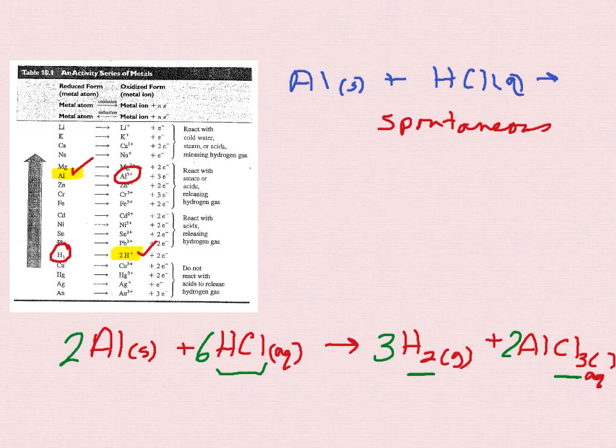And again, it was spontaneous because the lone element that is on the left-hand side of your reaction must be higher than the ion that it's trying to replace. The element's higher than the ion. And if it isn't, it will not react. It will not happen.